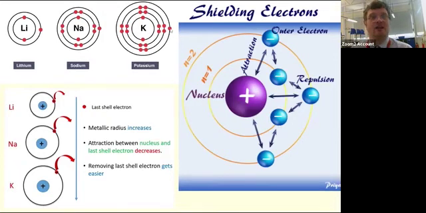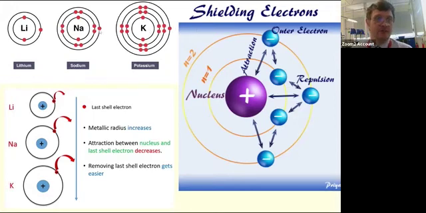Have a look at potassium. See this electron here? It's going to be pushed away by these two electrons and these two electrons. So it's got four negatives pushing it away. So it's got, as well as a smaller force pulling it in, a big force pushing it away.